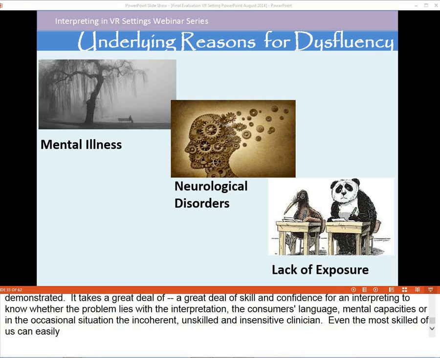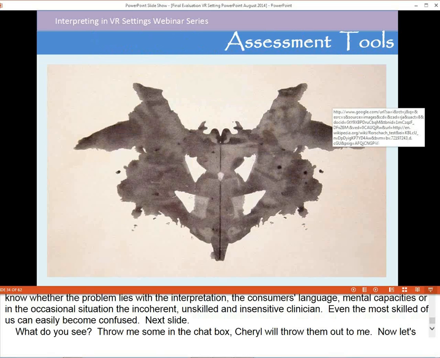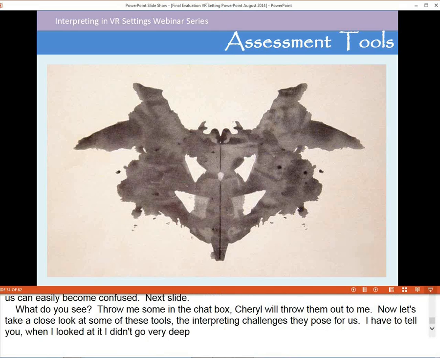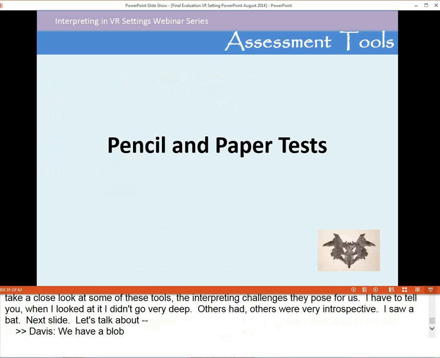Next slide. What do you see? Throw me some in the chat box. Cheryl will throw them out to me. But now let's take a close look at some of these tools and the interpreting challenges they pose for us. I have to tell you, when I looked at it, I didn't go very deep. Others had. Others were very introspective. I saw that. Next slide. Let's talk about pencil and paper. We got a blob and angels, and mine was two piglets kissing a frog.